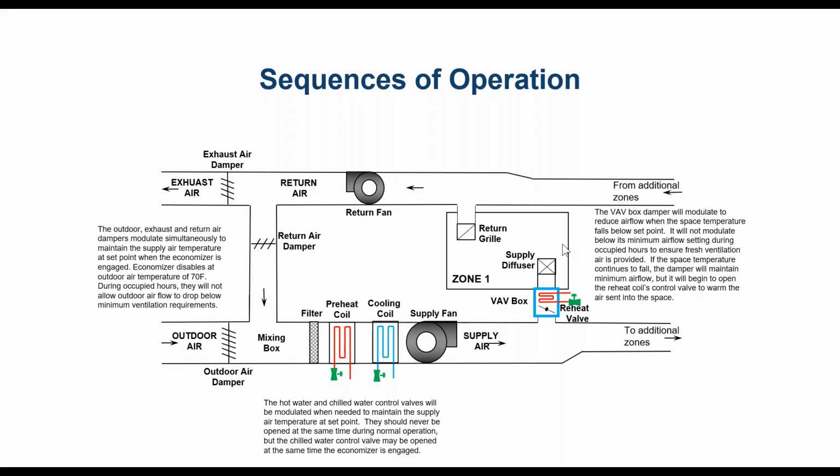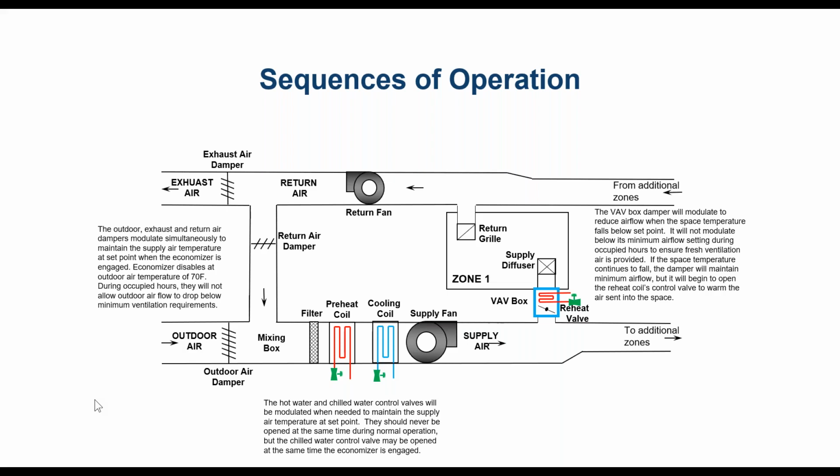However, we're not going to modulate it until this damper is fully closed. It will not modulate below its minimum airflow setting during occupied hours because we need to ensure that fresh ventilation air is always provided to the occupants in that space. So if the space temperature continues to fall and we go to minimum airflow, the damper will just maintain that minimum airflow, and then we will begin to open the reheat coil's control valve to warm the air being sent into the space.